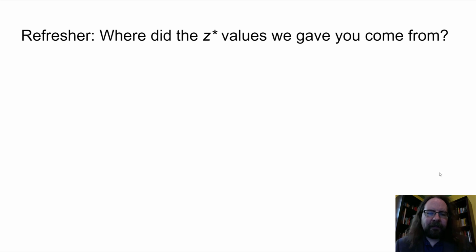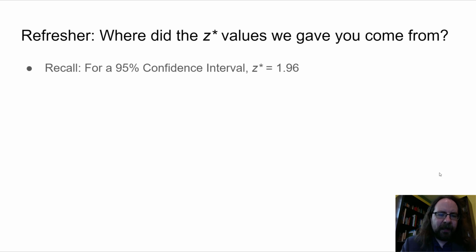So as a refresher, let's begin with actually talking about where the z-star values that we gave you in past lessons came from. If you recall, we just told you that for confidence intervals of 90%, 95%, and 99%, you had z-star values of 1.65, 1.96, and 2.58. So for a 95% confidence interval, our z-star was 1.96. Let's look at a graph and see where that number actually came from.